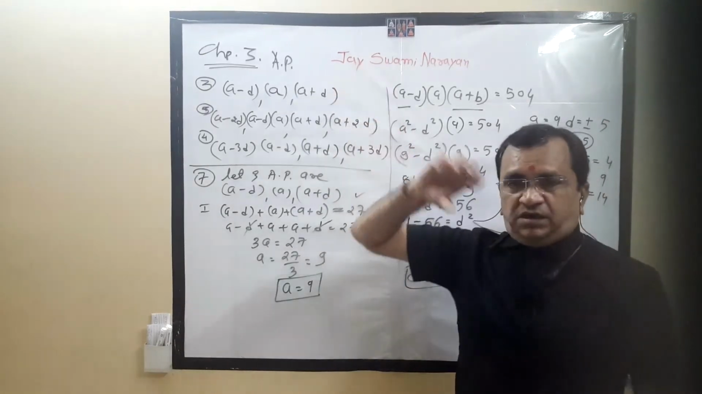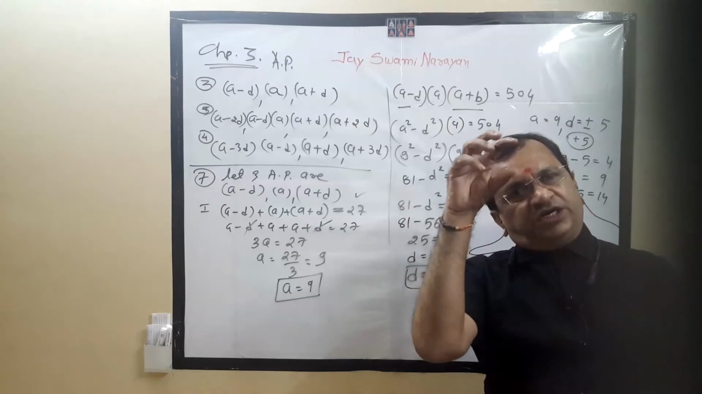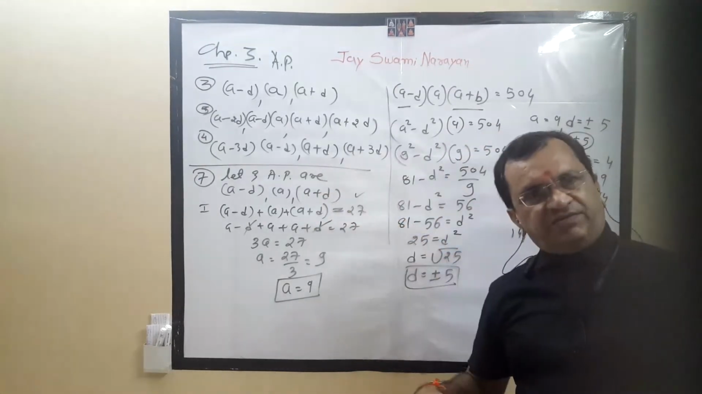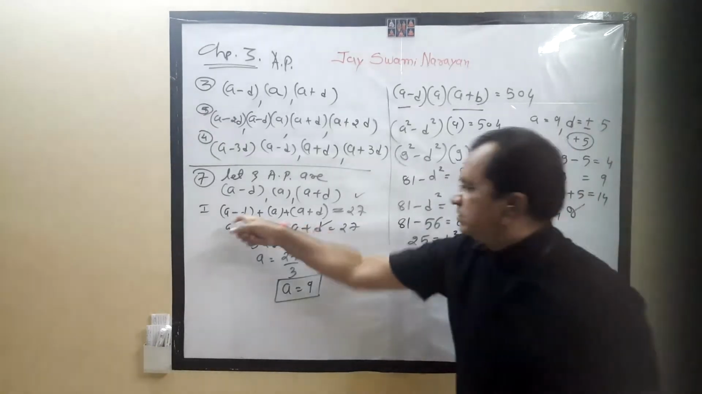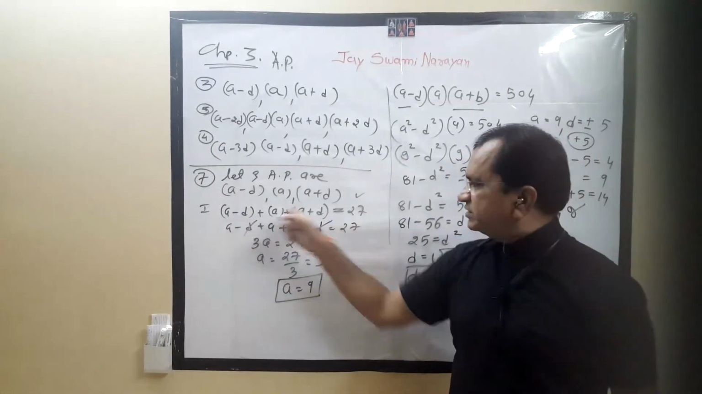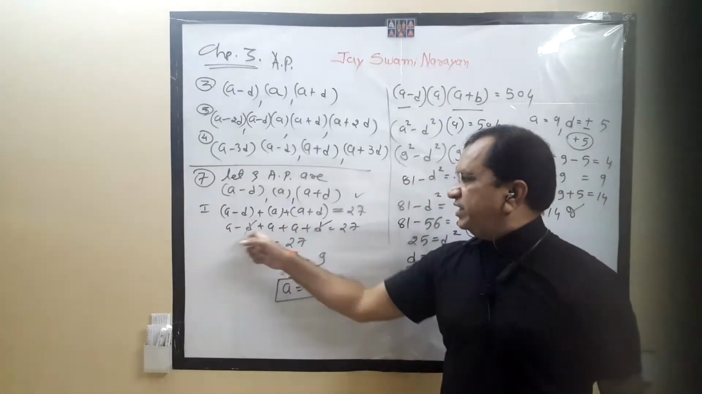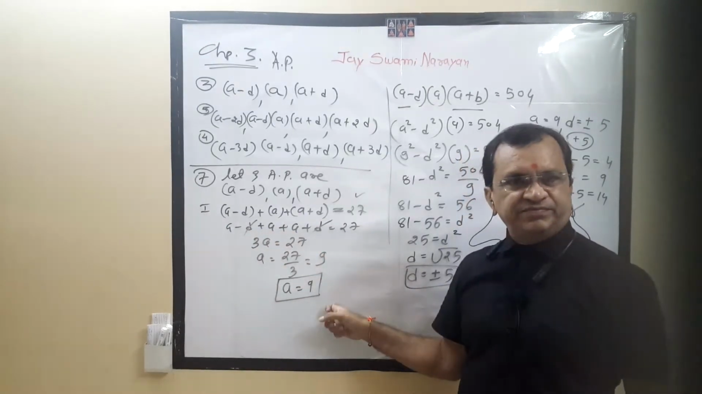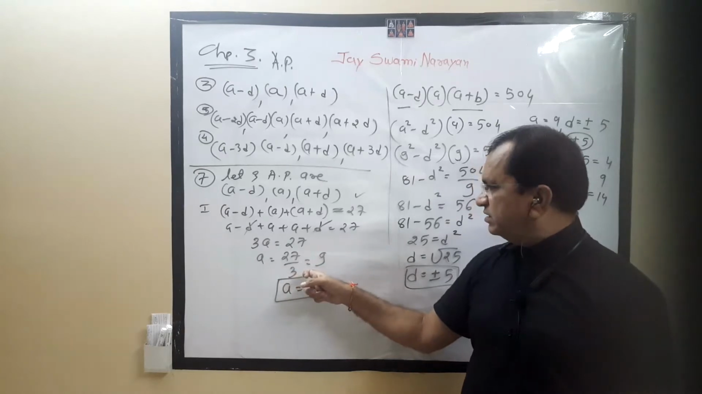Again, in the question it is given to consider 3 numbers in AP, so I have considered that. Then they have given the sum of 3 numbers is 27. So plus D and minus D cancel. 1A, 2A, 3A. 3A is equal to 27. A is equal to 27 by 3, so 9.